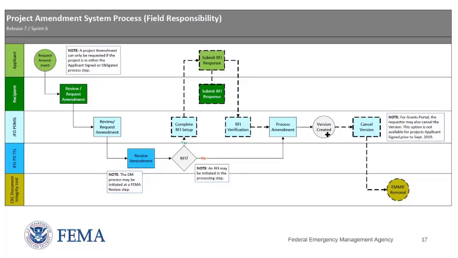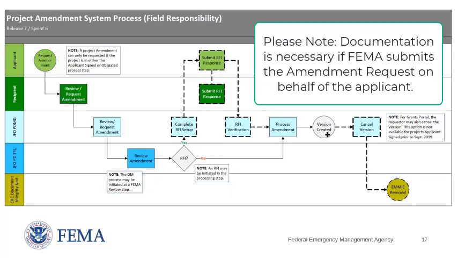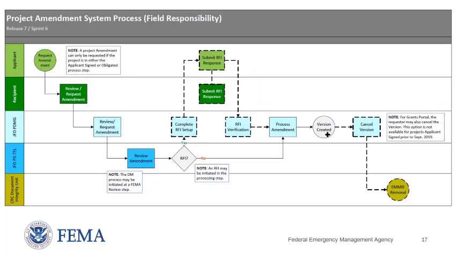If anyone is taking an action in the system on behalf of another user, then documentation from the authorized person is necessary as justification for taking this action, whether it be an administrative assistant making the request on behalf of an organization administrator or FEMA submitting a request on behalf of a recipient. If FEMA requires additional information to approve the amendment request, an RFI, or a request for information, can be submitted to the applicant or recipient to answer.